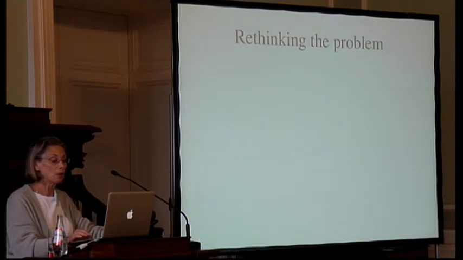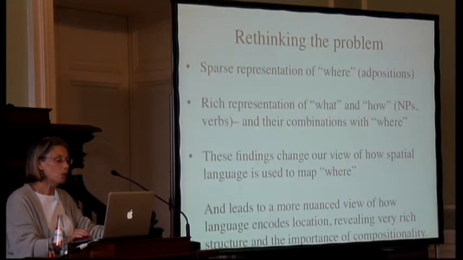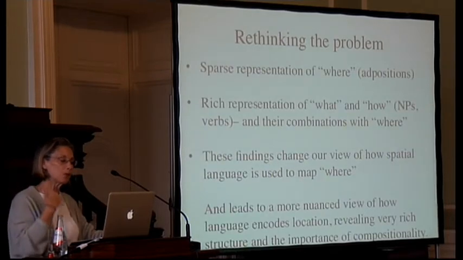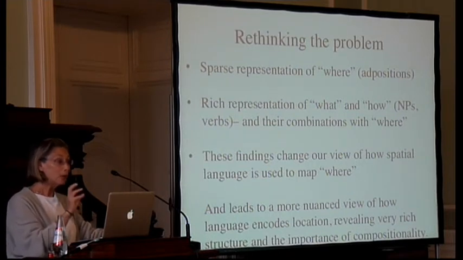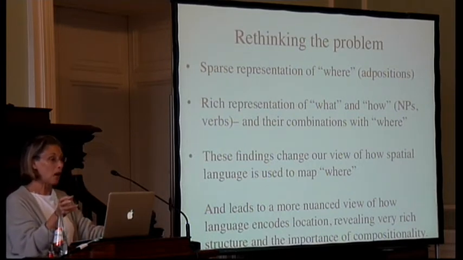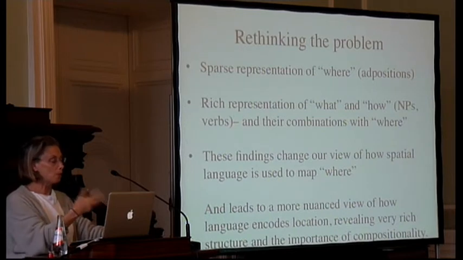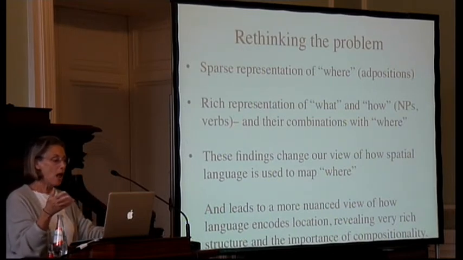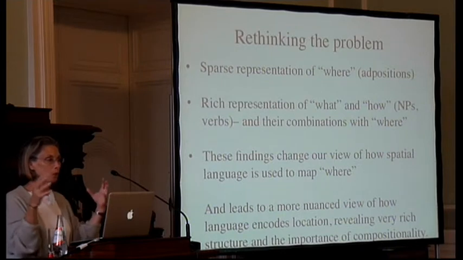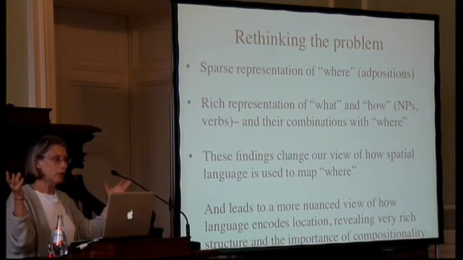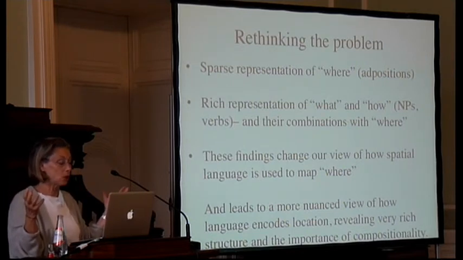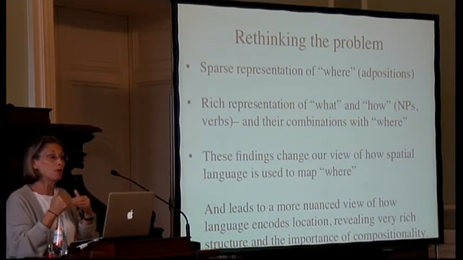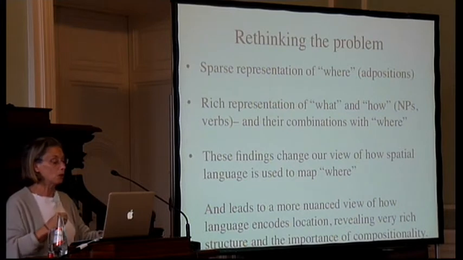account combinatorics. So to rethink the problem, we can get a sparse representation of where, I claim, conveyed by the adpositions, and really rich representations of whats and hows. So the whats are the noun phrases, the objects, and the hows are the verbs. And their combinations with these where terms create this combinatorial explosion that allows us to make enormous numbers of distinctions way beyond what we would have if we only had the primitives and no combinatorics.